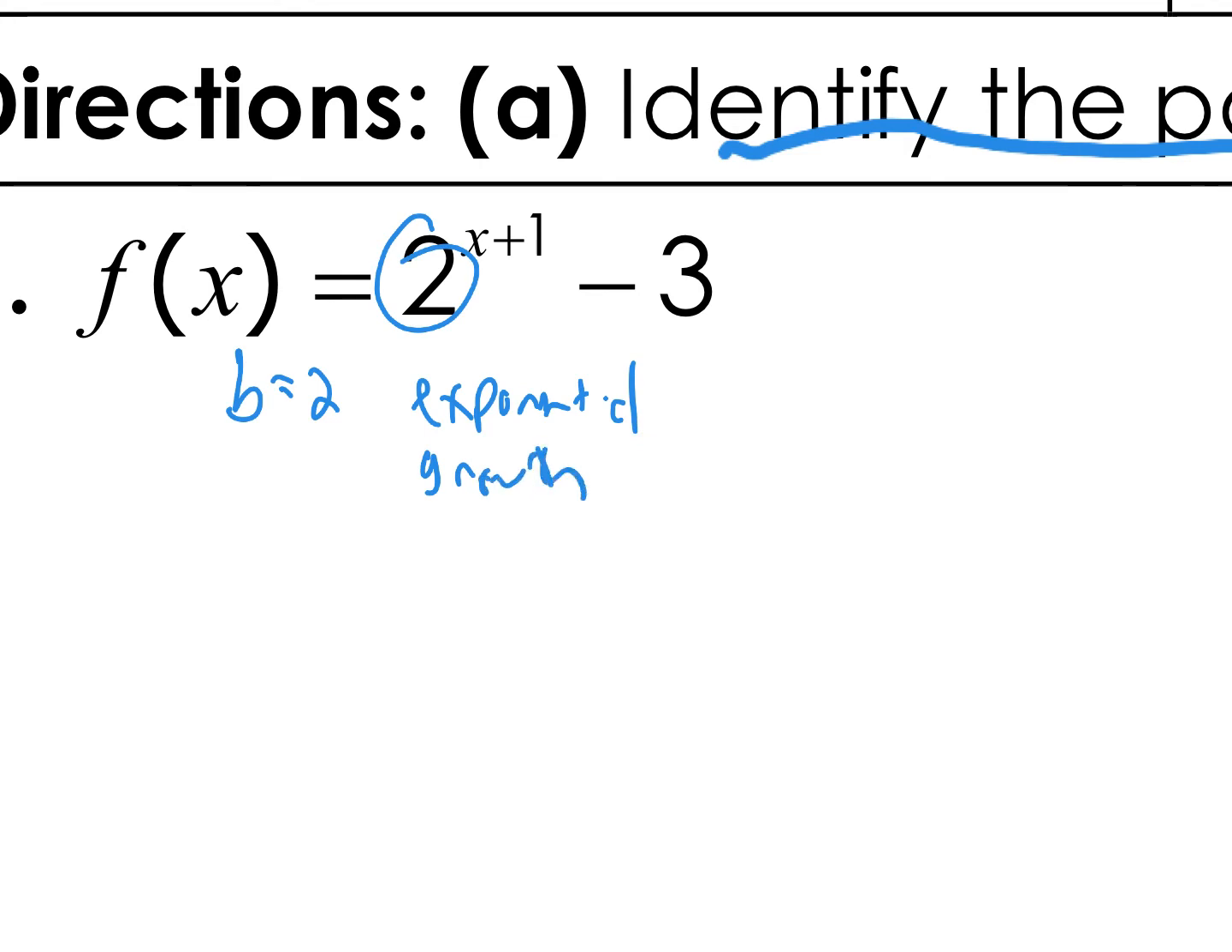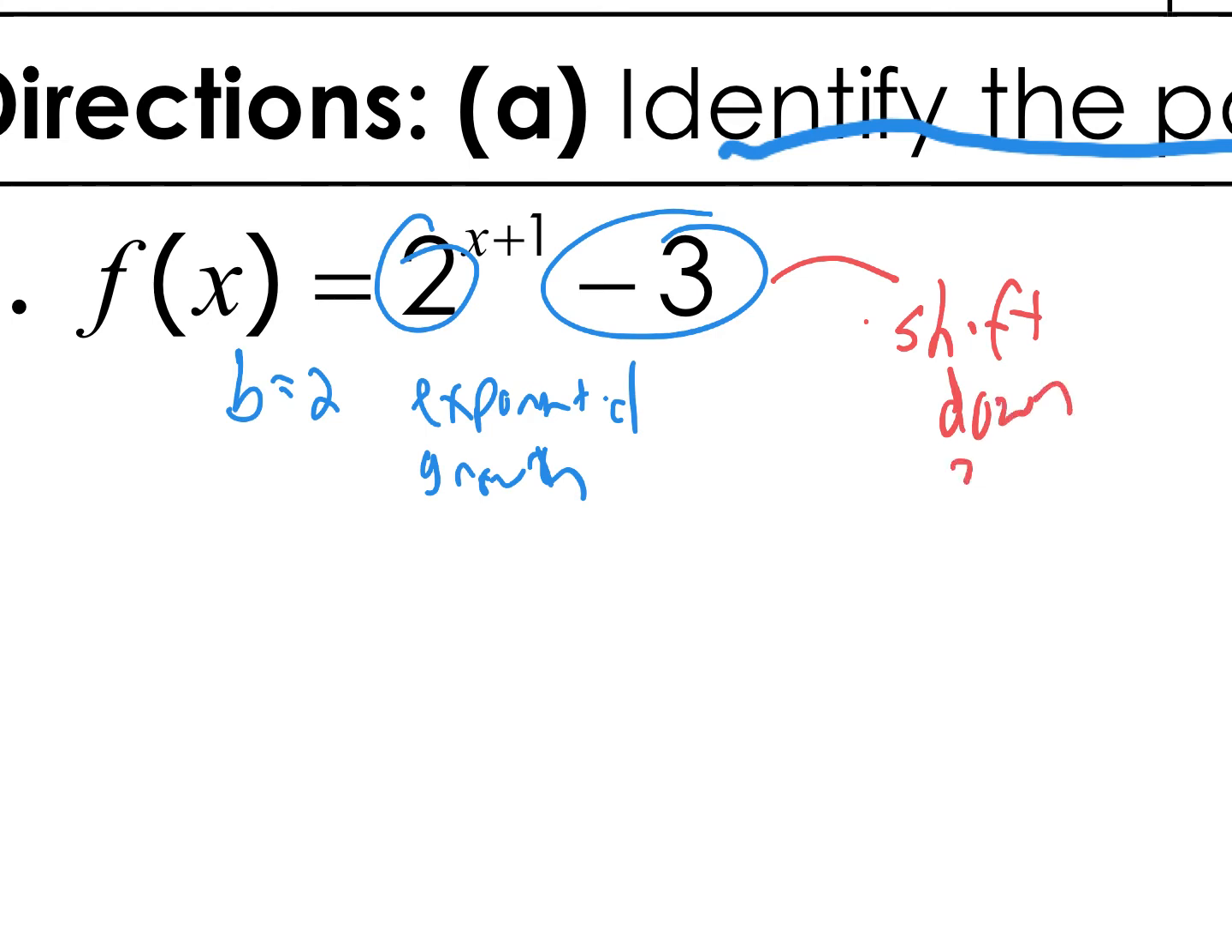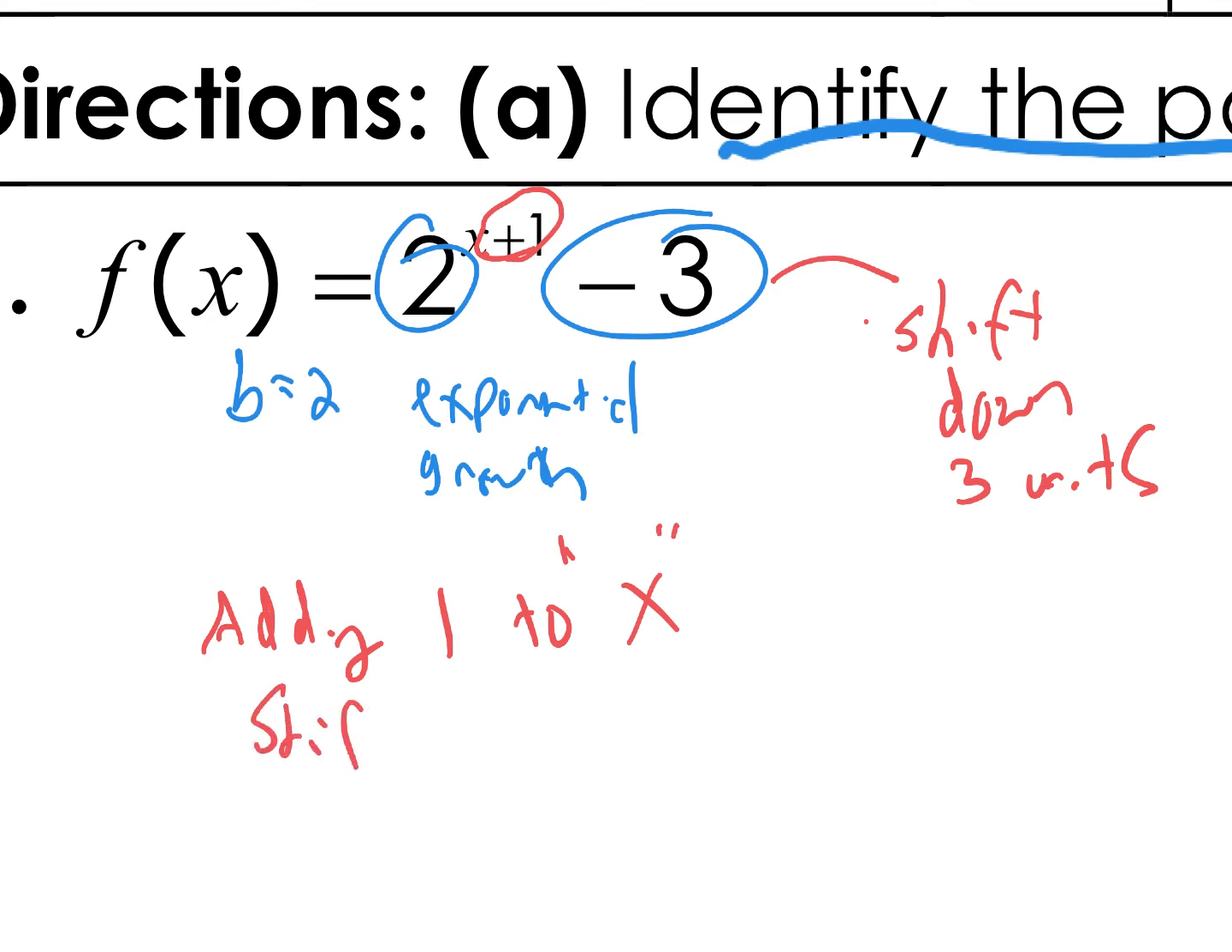Next thing I can see is, since I'm taking away 3 from the whole picture, this causes it to shift down 3 units. The x is being added 1. Since we're adding 1 to x, that means we're shifting, wait for it, left 1 unit.